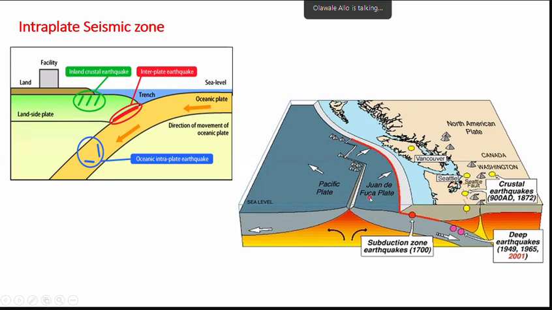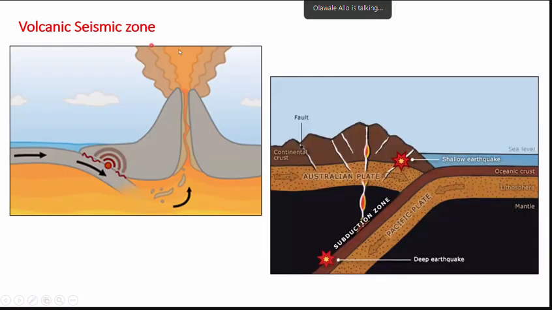Then these are volcanic zones, the third one. A subduction zone causes volcanic eruption at this place. And this other one, the Pacific plate goes under, and this forms this mountain here. You can see earthquakes occur here. We also have deep earthquakes here, where we have shallow earthquakes. So these are volcanic-induced earthquake zones.